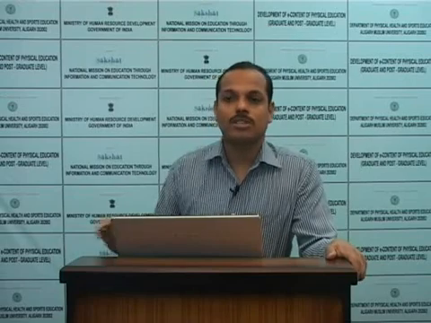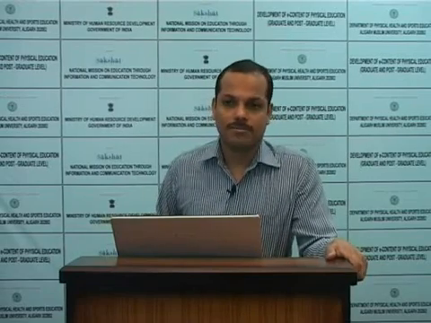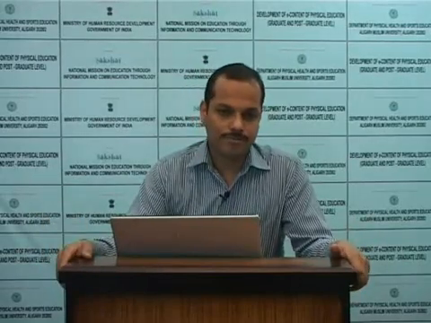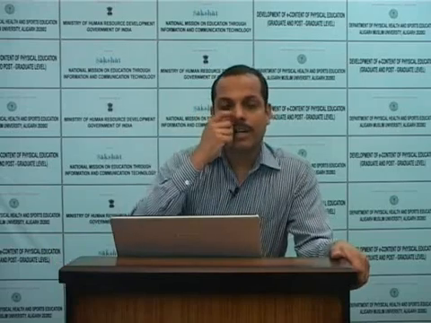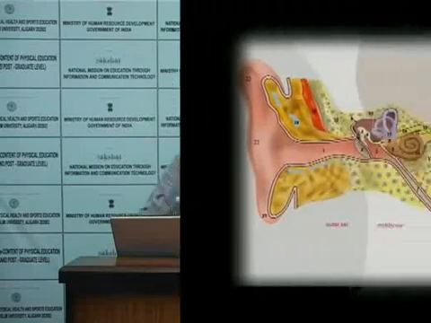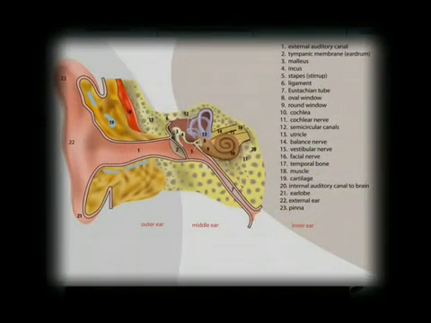The next important special sense is hearing. For hearing, the important organ is the ear itself. Once we go through the anatomy, the ear can be divided into three parts or three cavities. There is an external ear, which is visible outside, a middle ear, which contains especially small bones, and an internal ear, which consists of the cochlea.